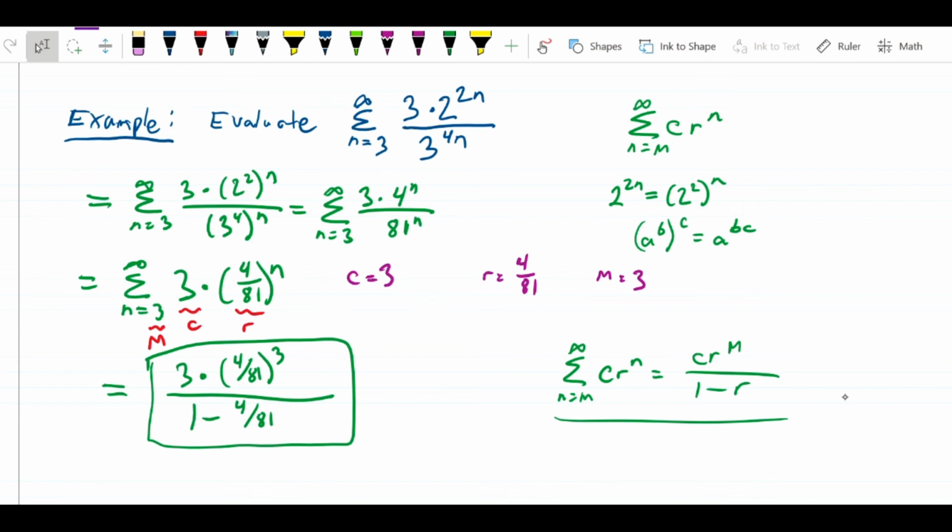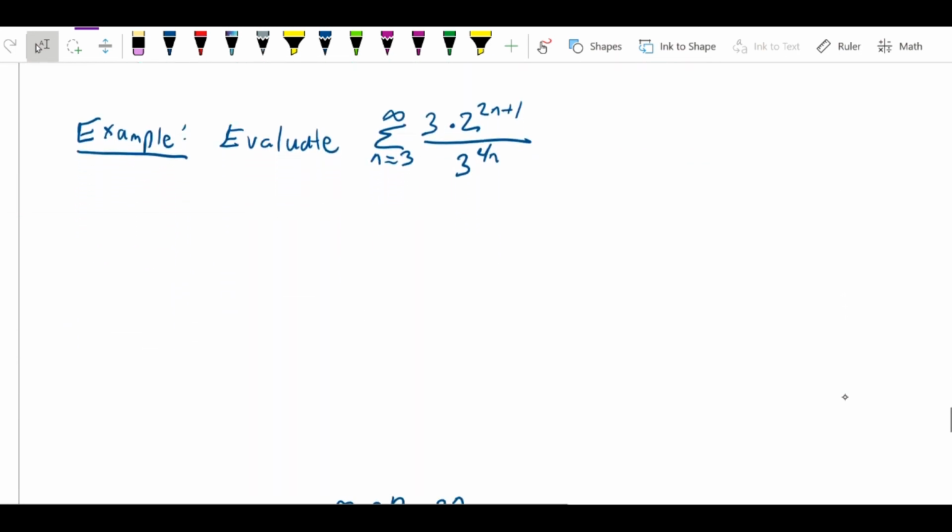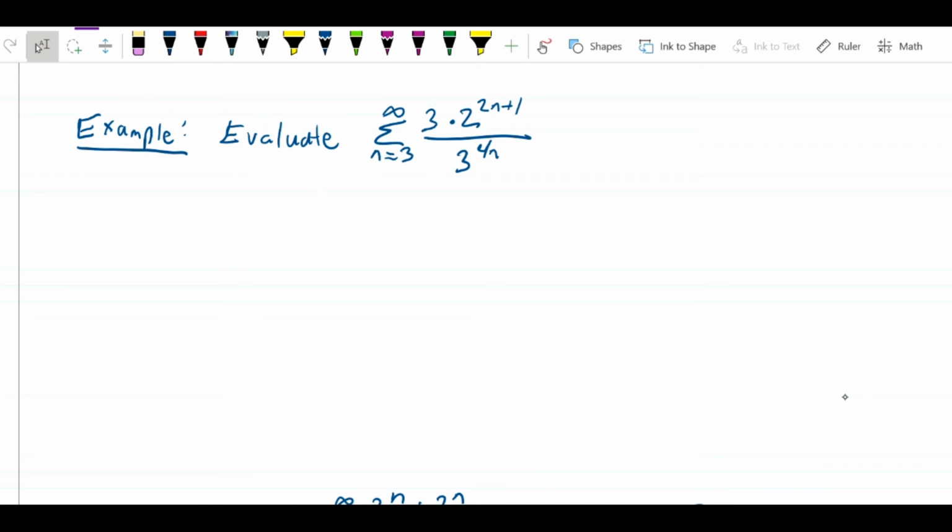Okay, and then we can move on to a slightly different variation. I know that a lot of these look alike, but they all demonstrate something that's fairly similar. So let's suppose that we want to evaluate the sum from n equals 3 to infinity of 3 times 2 to the 2n plus 1 over 3 to the 4n. All right, so this is how we want to simplify this.